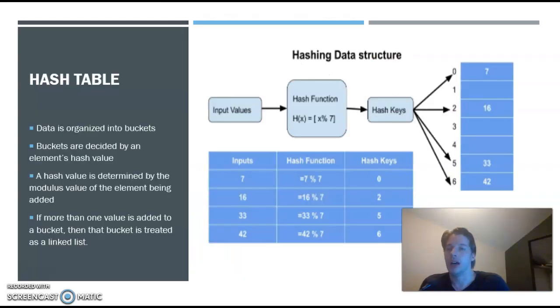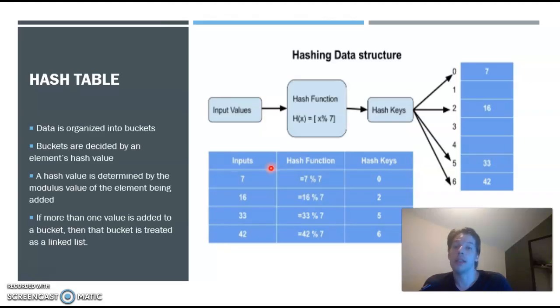Next, we have a hash table. This is my favorite data structure. I just think it's really cool. Data is organized in buckets. Buckets are decided by an element's hash value, and a hash value is determined by the modulus value of the element being added. So our buckets are aligned like an array. It is index based like an array. I don't know if it's referred to as something different. I just think it's basically an array of buckets, an array of null values that you add values to.